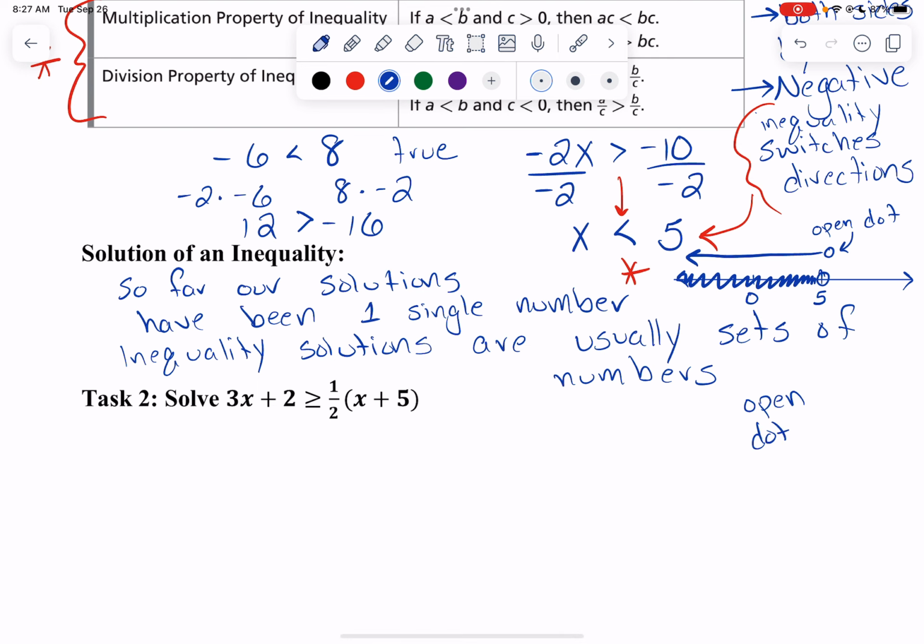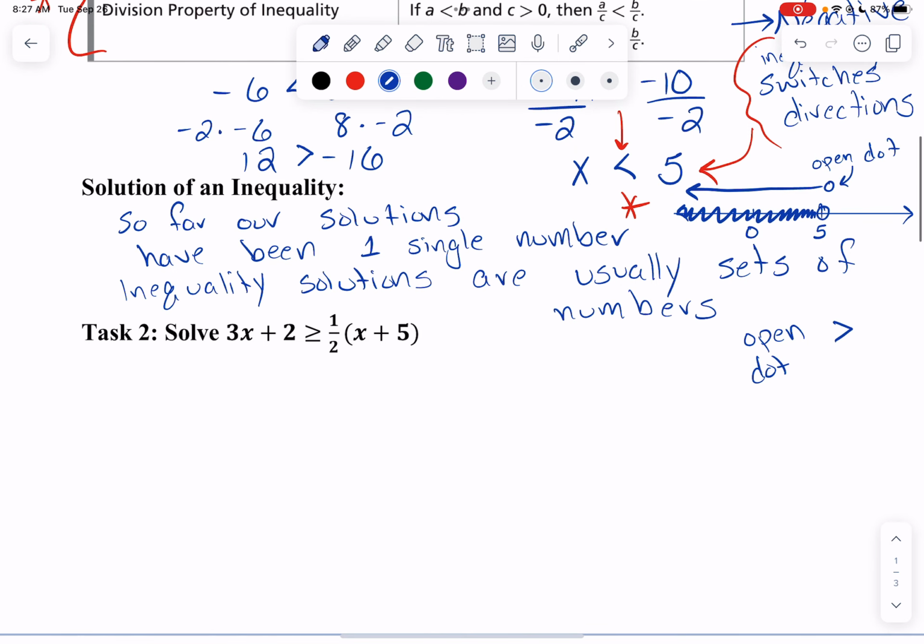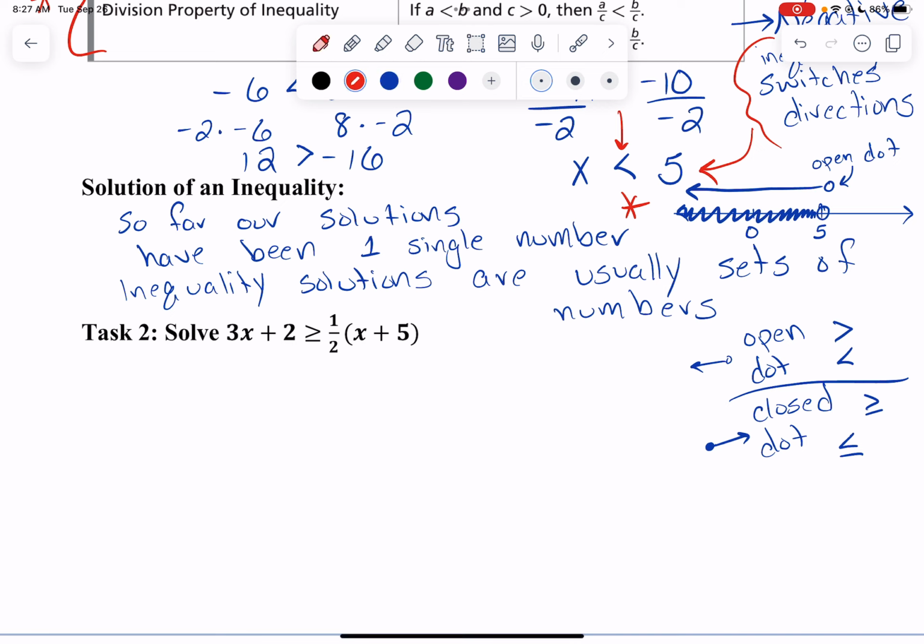So let's do some side notes. An open dot for strictly greater than or less than. And then we use a closed dot. So I'm going to go ahead and draw an open dot, shade that way. We used a closed dot, shade that way, for greater than or equal to, less than or equal to. Okay. Might be important to go ahead and add that onto here.